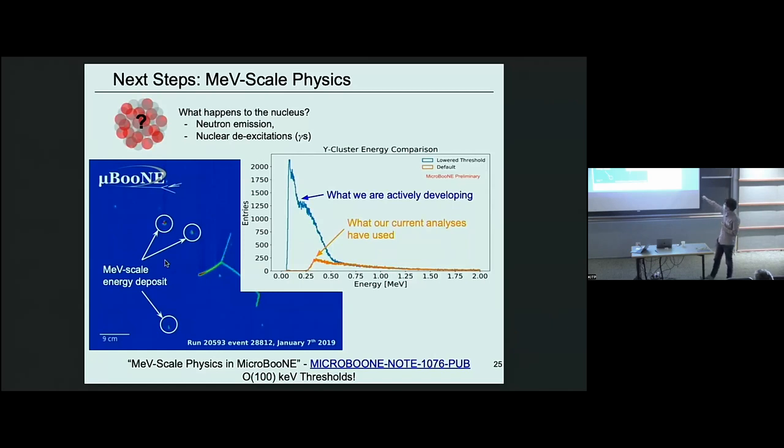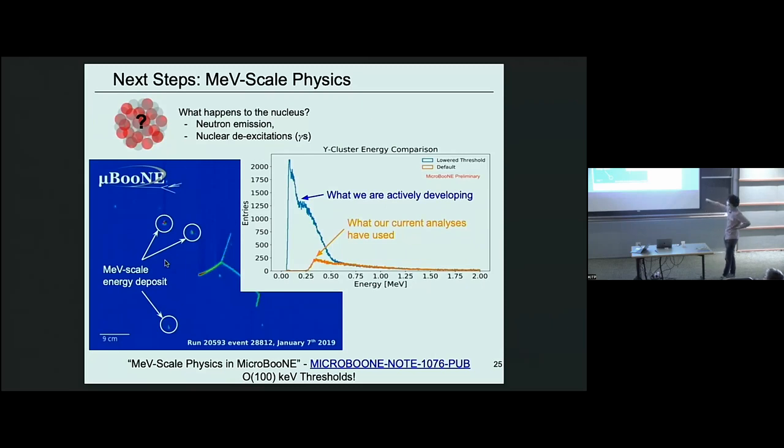For example, what happens to neutrons, what happens to nuclear de-excitations, things that are relevant both at the low energy scale, tens of MeV neutrino interactions, but also at the energy scales related to the accelerator-based program at the GeV scale. So what you see on the image here is an event display of some weird interaction in our detector. You can see this is a clear, nice proton, but some other weird stuff happening. And lots of these little blips, which are basically MeV or below energy deposits.